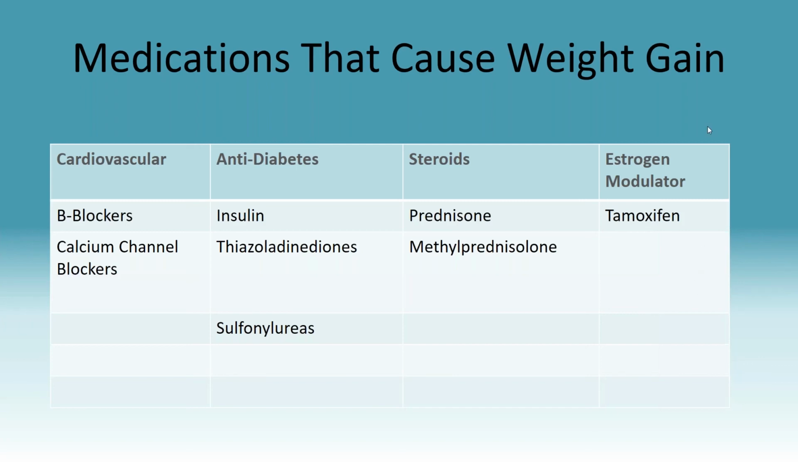So in terms of medications that cause weight gain, there is a long list of them. For cardiovascular medications, they include beta blockers, calcium channel blockers. In terms of the anti-diabetes medications, we have insulin, which definitely causes weight gain. The thiazolidinediones, which although are good for non-alcoholic fatty liver disease in terms of reducing liver fat, they do increase weight, and the sulfonylureas as well. Steroids, both prednisone and methylprednisolone, can cause weight gain, and the estrogen modulator tamoxifen can also cause weight gain.